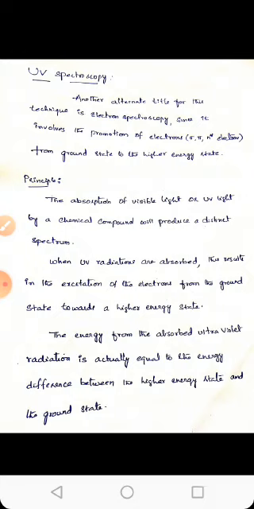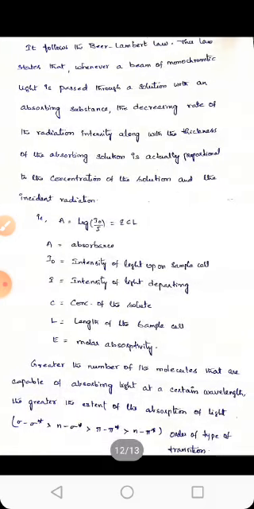So this mainly works on the Beer-Lambert's principle. This law states that whenever a beam of monochromatic light is passed through a solution with an absorbing substance, the decreasing rate of the radiation intensity along with the thickness of the absorbing solution is proportional to the concentration of the solution and the incident radiation. This law is mathematically expressed as A equals log I naught by I, that equals ECL.